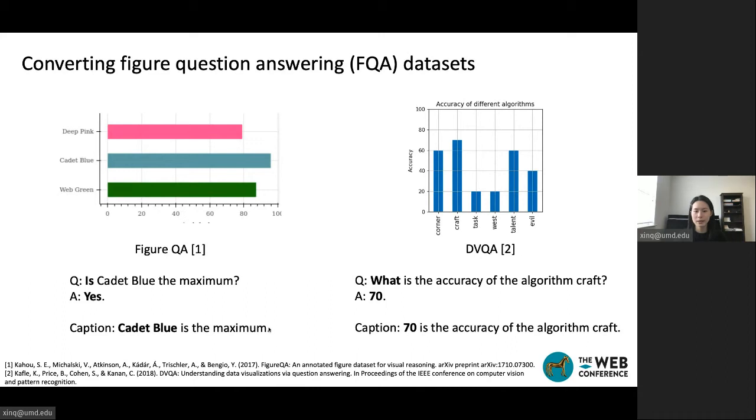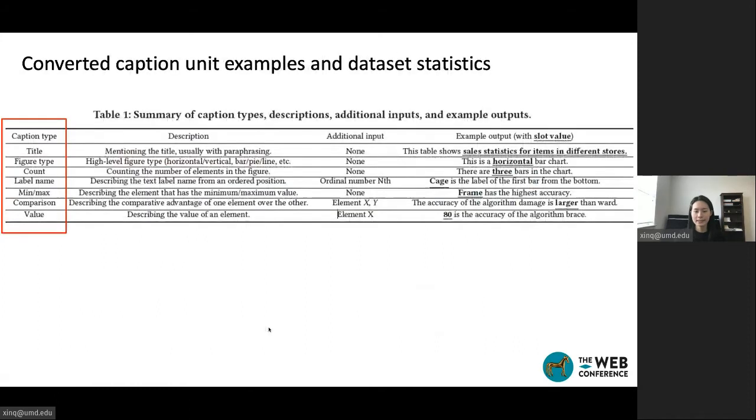We used a spaCy part of speech tagger to convert the questions into statement sentences. As a summary, the two converted datasets cover 7 caption types. For each type, we specify additional inputs of that type. A captioning type and the additional inputs nail down a unique caption unit ground truth. The value of additional inputs is to guarantee a fair evaluation of the accuracy of each machine-generated caption unit.